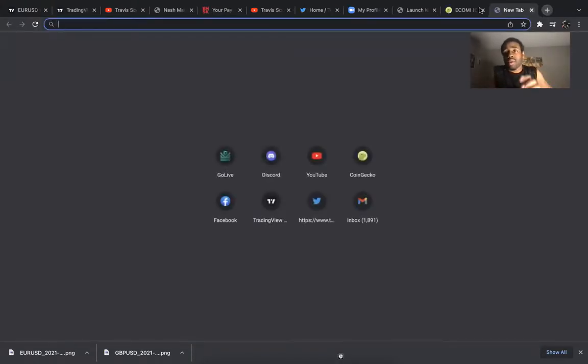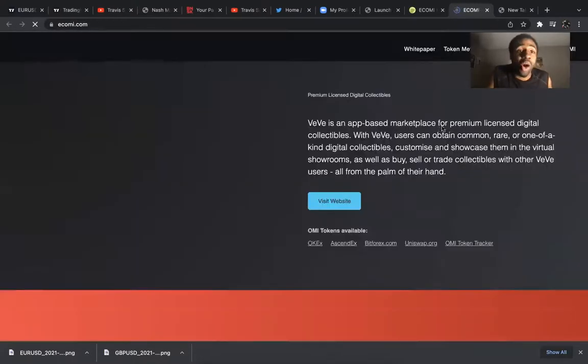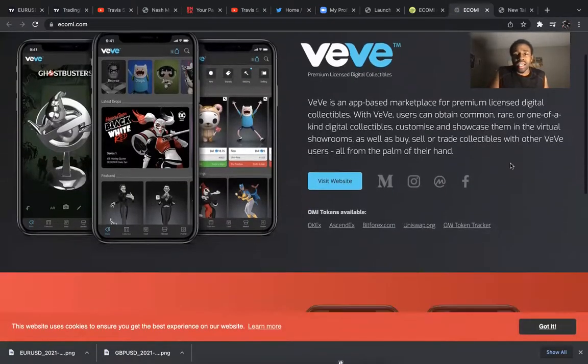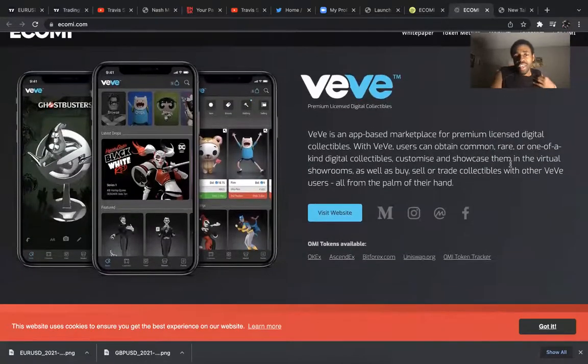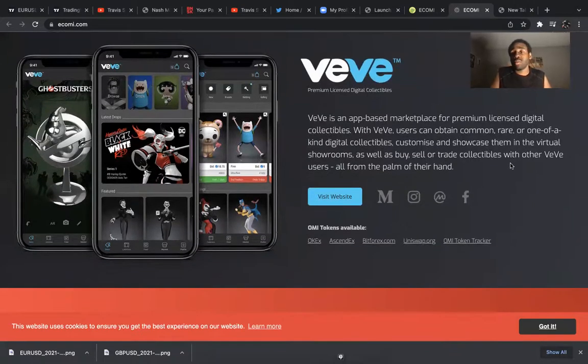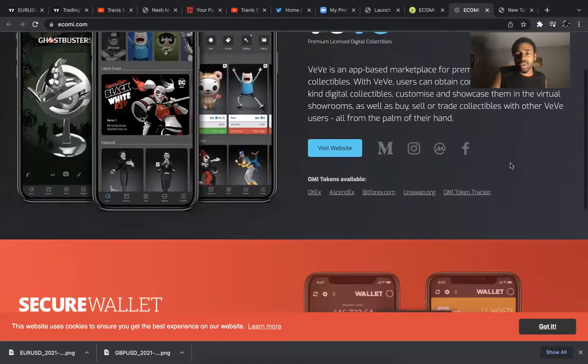So I don't know if you guys have been seeing this, but I want to let y'all know. Matter of fact, let's go back. Let me go to the website, ecomi.com. All right, so they just got this one little thing right here. VeVe is an app-based market for premium licensed digital collectibles. With VeVe, users can obtain common, rare, or one-of-one-kind digital collectibles, basically say NFTs, but they said one of a kind. You see how they did? They made it sound really good, and I like that. But anyways, customize and showcase them in their virtual showrooms, as well as buy, sell, or trade collectibles with other VeVe users, all from the palm of their hand. So that's just a brief summary.